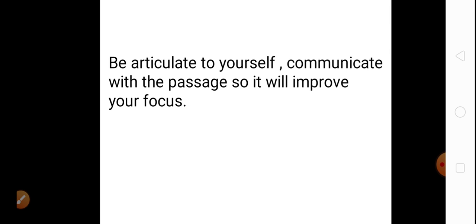The next tip is be articulate to yourself, communicate with the passage so it will improve your focus. Whenever reading the passage, try to communicate with it. Do not just read it. Try to use your finger as a pacer to improve your focus, and it will avoid distracting you while reading the passage. It will improve your concentration so that you can understand the passage well and come to the accurate answer easily.